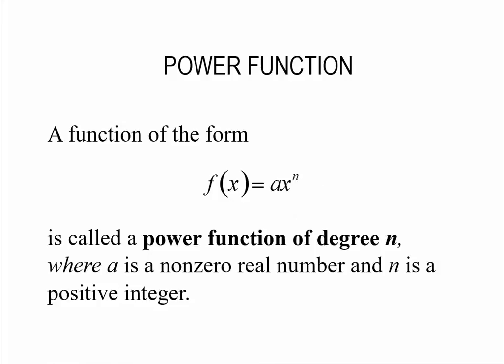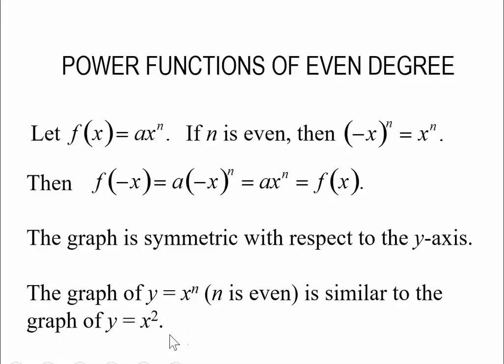If we want to look at an example, first and foremost, let's look at something like y is equal to x to the 2nd right here. This would be considered a power function. What we notice first of all is that if power functions are of even degree, like x to the 2nd, x to the 4th, we can put any negative exponent in here, raise it to any even power, and it will still become the same exact function. So we have symmetry with respect to the y-axis.